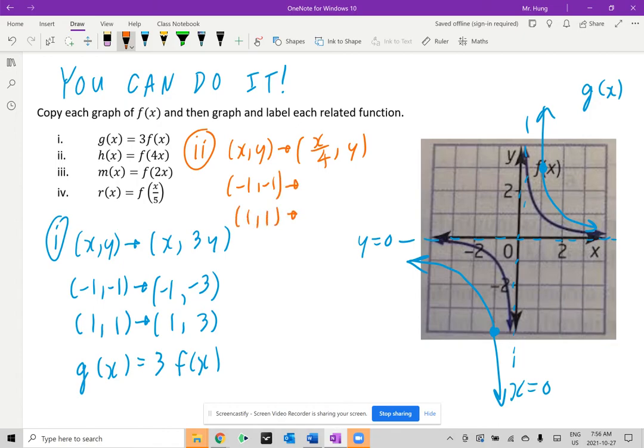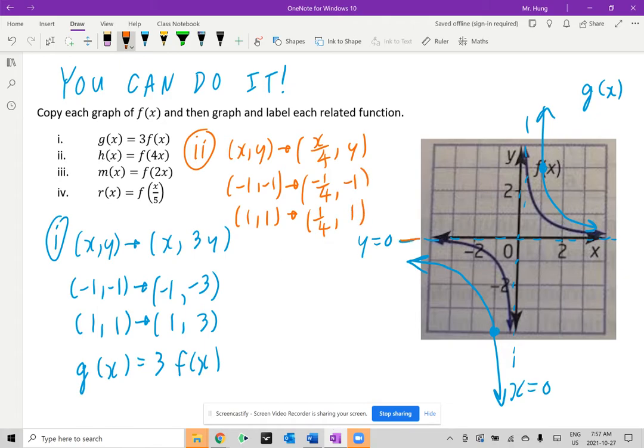Now, if you want to grab more than 2 points, by the way, feel free. You can grab 4 points, 5 points, 100 points, but I'm just going to give you the major concepts here. If you look at the x values divided by 4, -1 divided by 4 is -1/4. Likewise, 1 divided by 4 is 1/4. The y values remain the same.